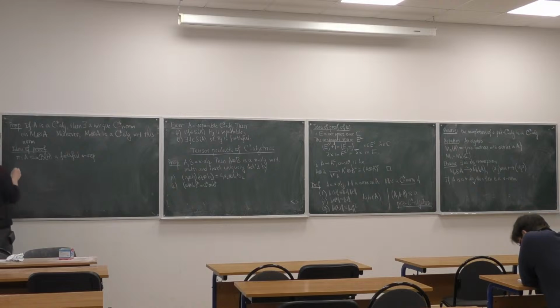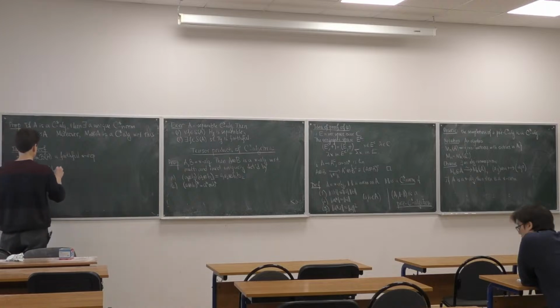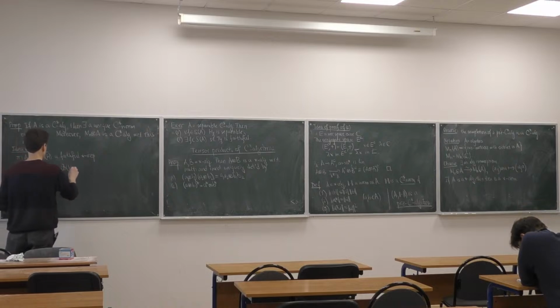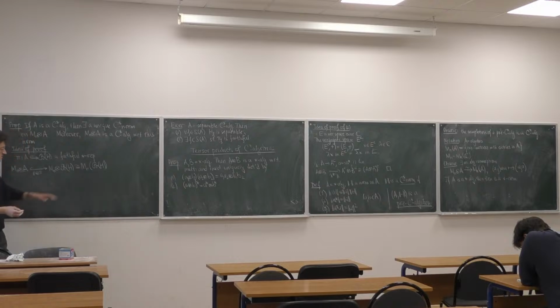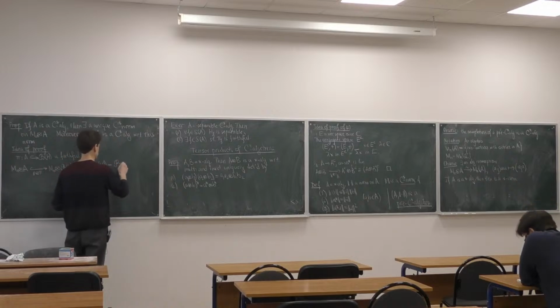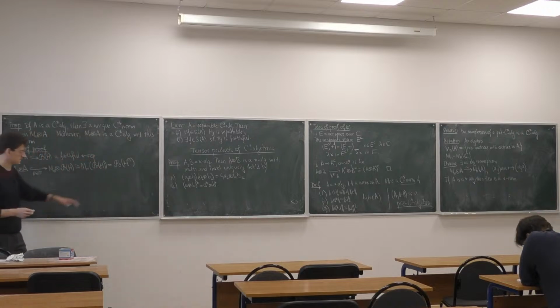Now, if we take Mn tensor A, we can take the tensor product of this representation by the identity map and get an injective map from here to Mn tensor B of H, which is the same as the algebra of n by n matrices with entries in B of H. But now, let's observe that this algebra, the algebra of n by n matrices with entries in B of H, is nothing but the algebra of bounded linear operators on H to the power n. And this is a C-star algebra.